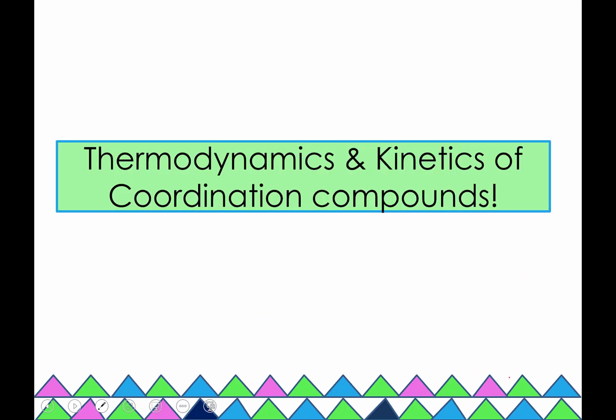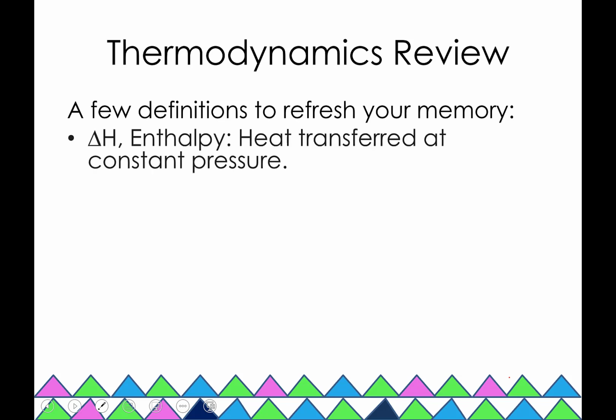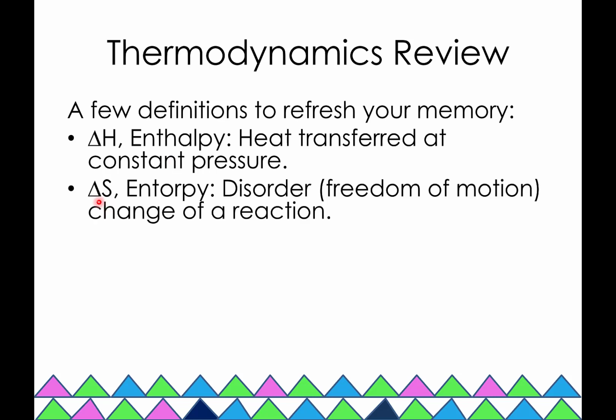Okay, kinetics and thermodynamics of coordination compounds. So in order to talk about kinetics and thermodynamics, we need to review a few terms. So the first is delta H, or enthalpy. It's the heat transfer at a constant pressure. So we sometimes will use enthalpy and heat interchangeably because most chemical reactions that you will be doing are done under constant pressure. The next is delta S, or entropy. Sometimes we imprecisely call this the disorder, but a better definition is freedom of motion. So it's the disorder or freedom of motion change in a reaction, delta S.